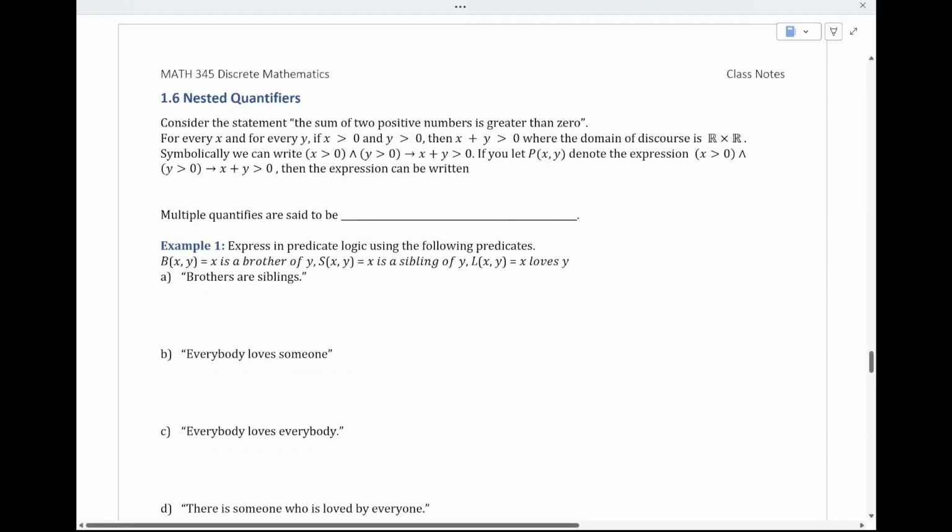Hi, hello, welcome. This is Discrete Mathematics, and today we are talking about section 1.6, nested quantifiers.